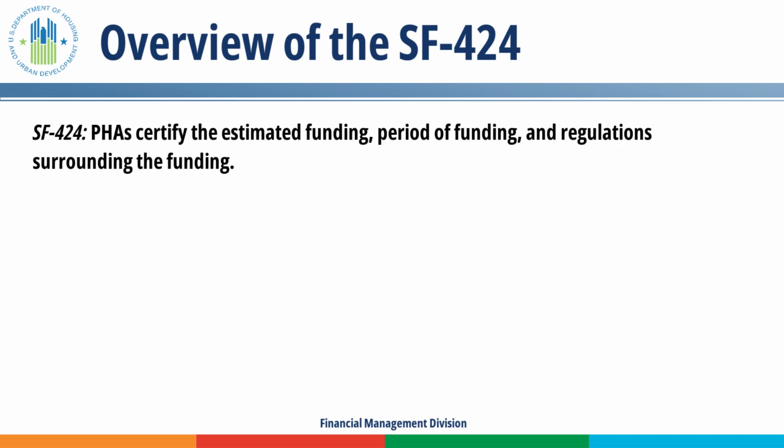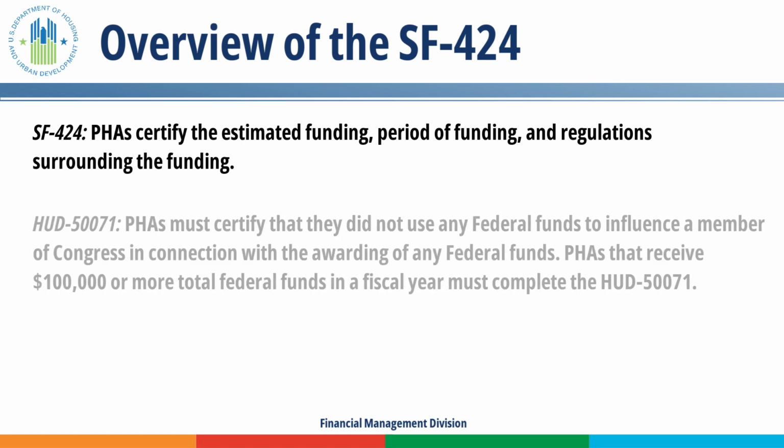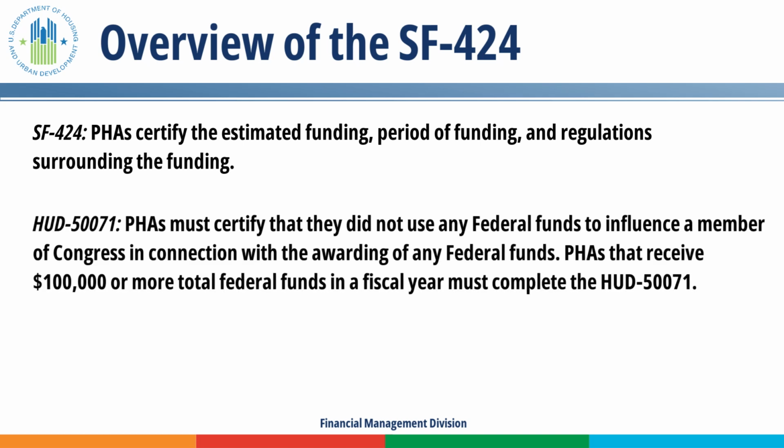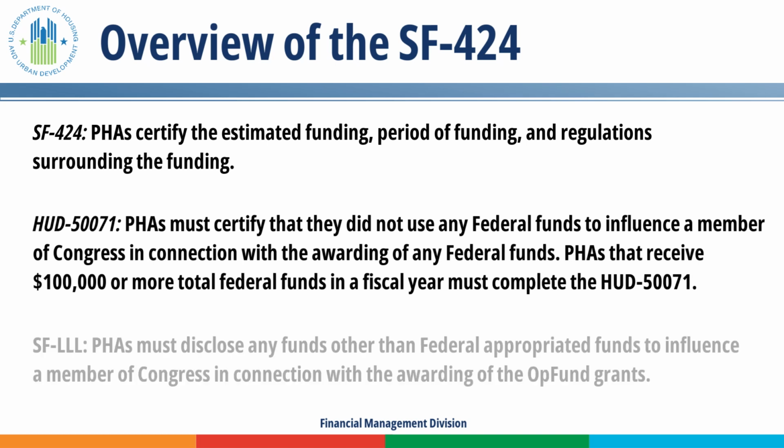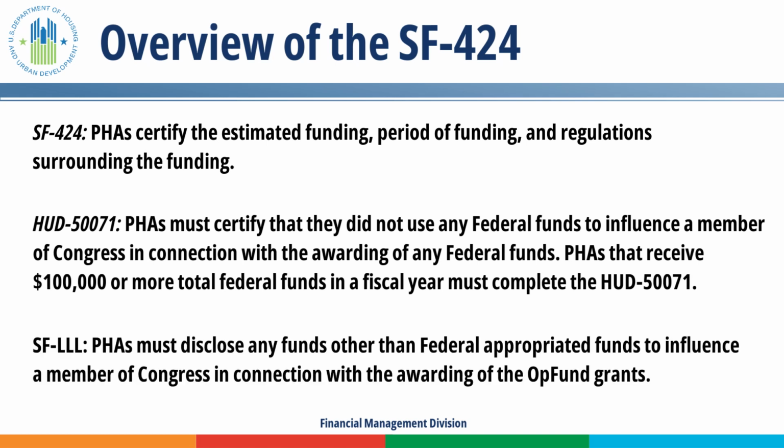With the SF-424 application for federal assistance, PHAs certify the estimated funding, period of funding, and regulations surrounding the funding. With the HUD 50071 certification of payments to influence federal transactions, PHAs must certify that they did not use any federal funds to influence a member of Congress in connection with the awarding of any federal funds. PHAs that receive $100,000 or more total federal funds in a fiscal year must complete the HUD 50071. Finally, with the SF-LLL disclosure of lobbying activities, PHAs must disclose any funds other than federal appropriated funds used to influence a member of Congress in connection with the awarding of the OP fund grants.